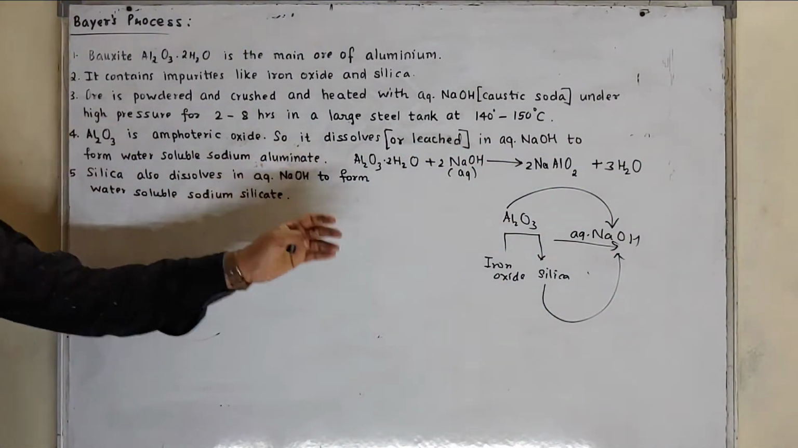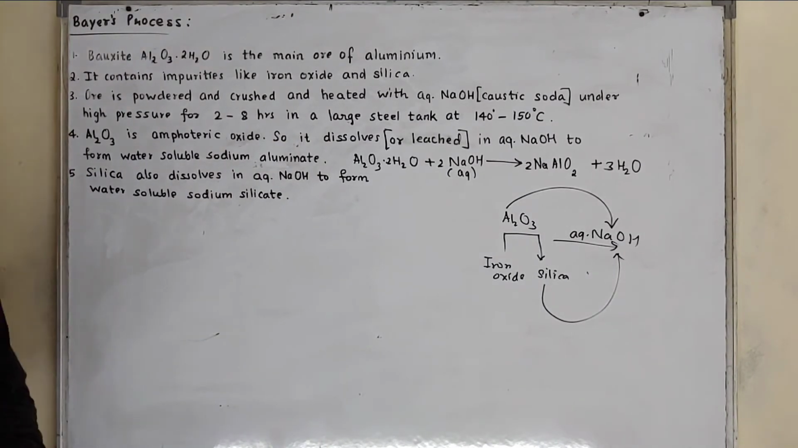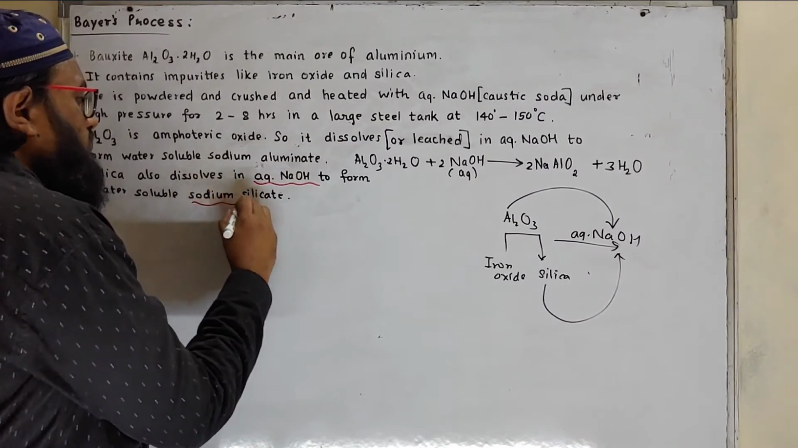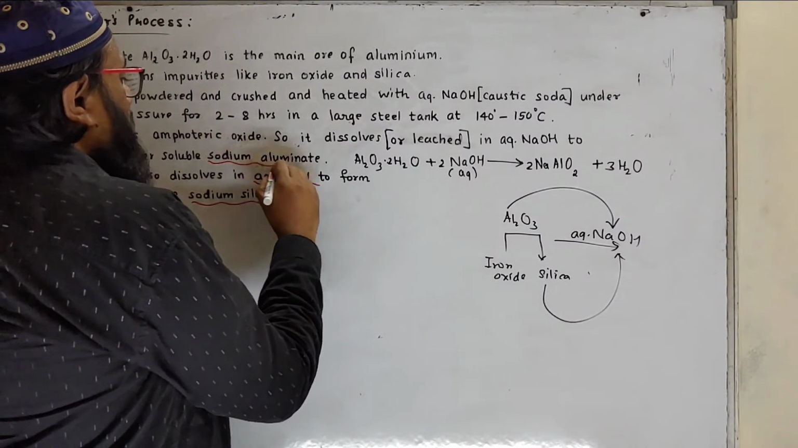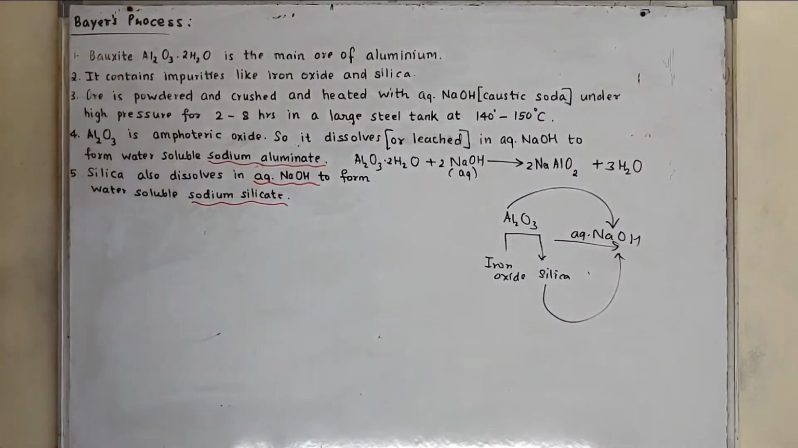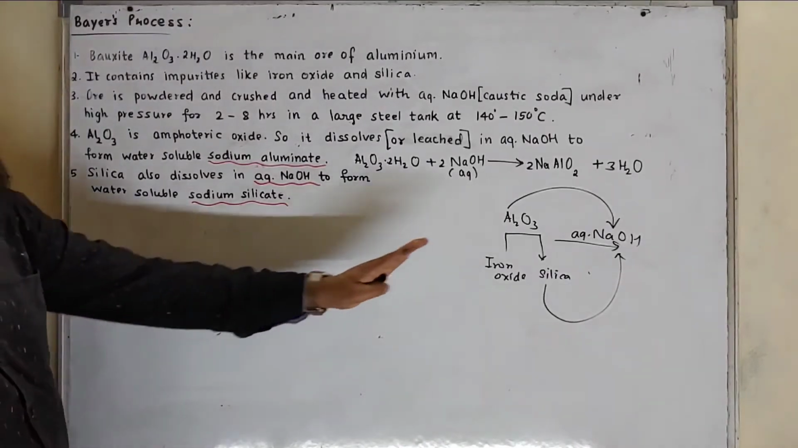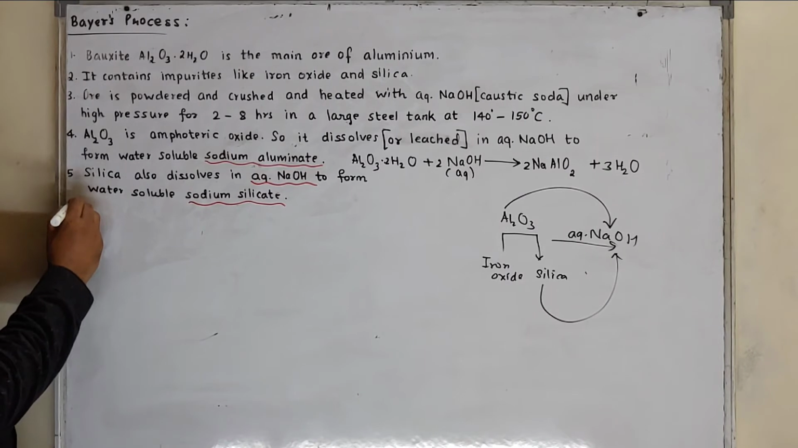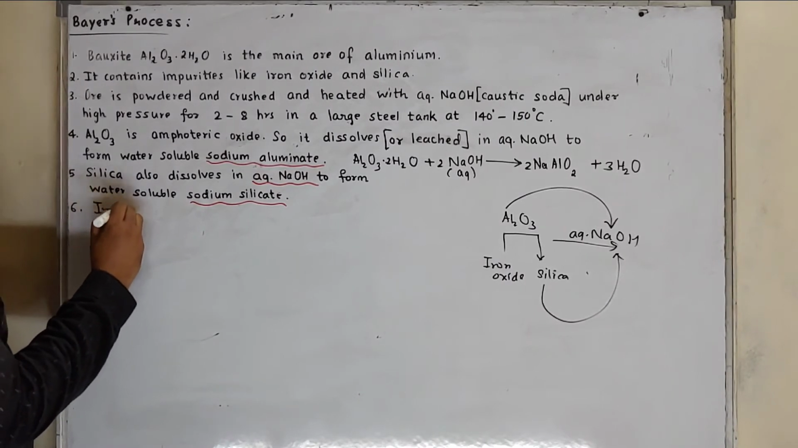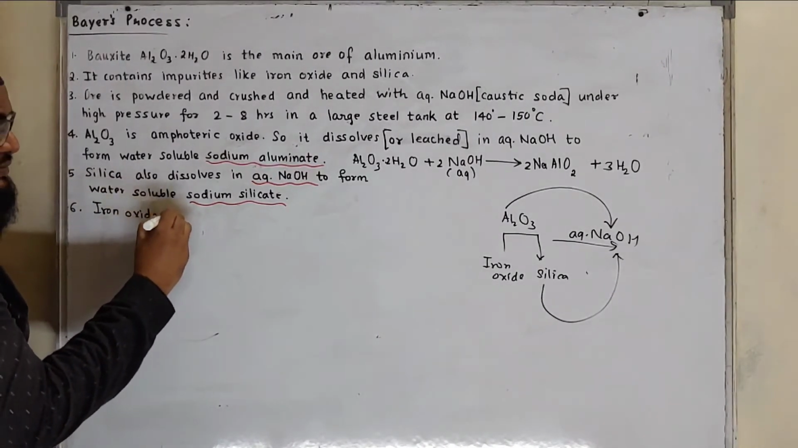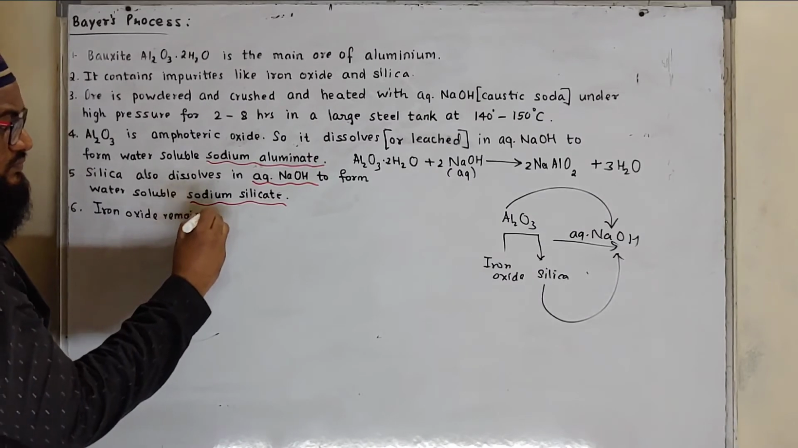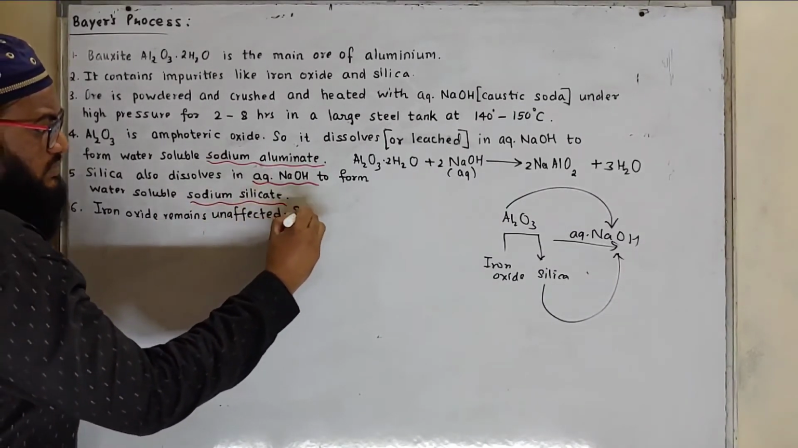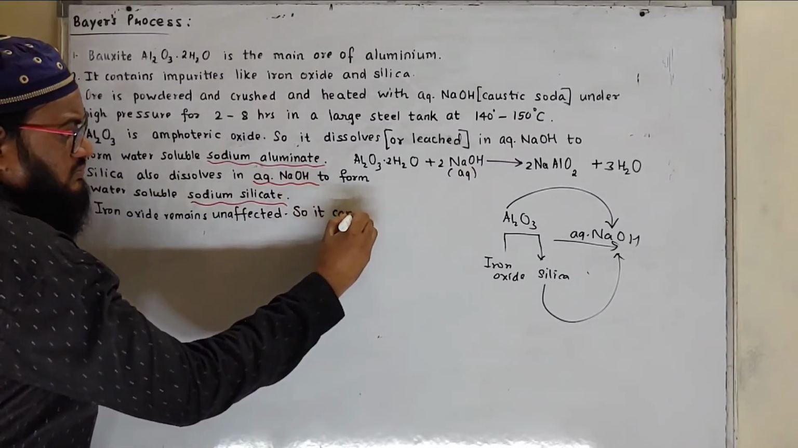Then silica also dissolves in aqueous sodium hydroxide to form water soluble sodium silicate. But what happens? Iron oxide remains unaffected. Now if it remains unaffected, it can be removed by filtration. We can say iron oxide remains unaffected, so it can be removed by filtration.